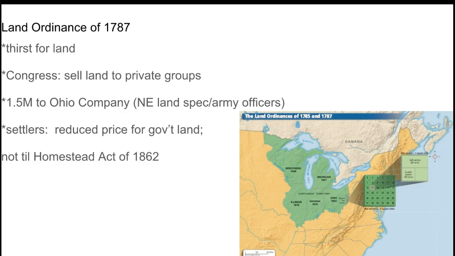The Land Ordinance of 1787, people are dying for land, so Congress says we're going to sell it to private groups. They had 1.5 million acres sold to the Ohio Company, and they were northeastern land speculators and then former army officers. The settlers got a reduced price for this government land, but there was no more of this after the Land Ordinance of 1787. There was no more until the Homestead Act of 1862.